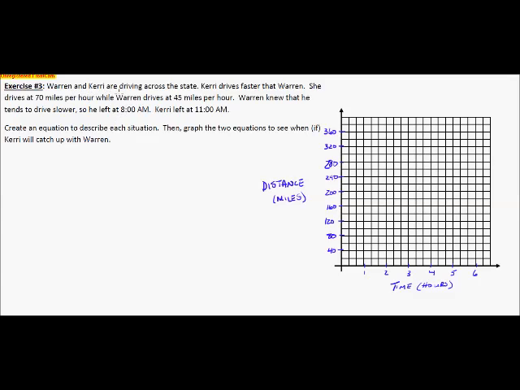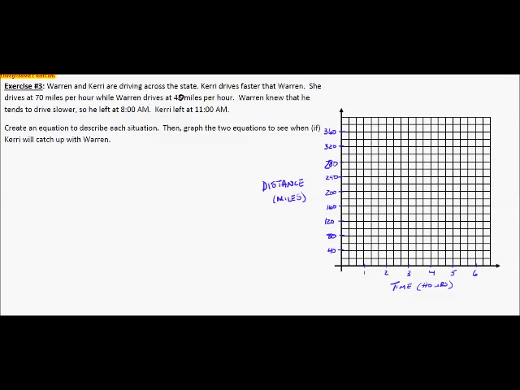Again, it says Warren and Carrie are driving across the state. Carrie drives faster than Warren, and she drives at 70 miles per hour, while Warren drives at 45 miles per hour. Actually, you know what? We're going to change one of these because I want it to work out nice for you. I'm going to change this 45 to a 40. So on your paper, if it's not changed already, I'm going to change that to a 40 if it isn't. So let me go back to my color here.